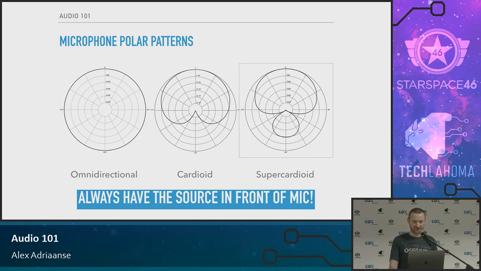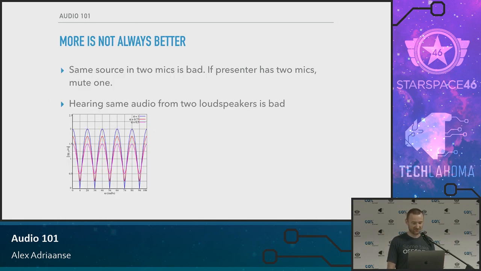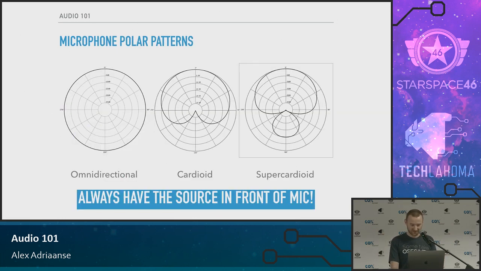Now lower frequencies, that's a little different story. As the frequency goes down, it becomes less directional, and especially really low frequencies like a subwoofer just splatter everywhere. You can't really control where it goes. Anyway, that's a side note.